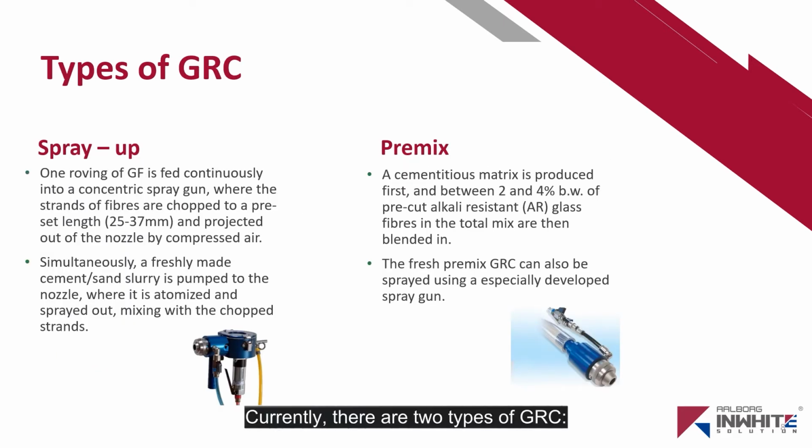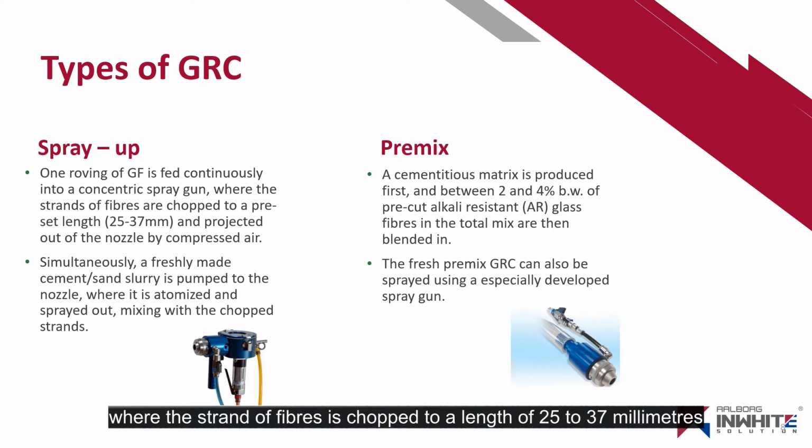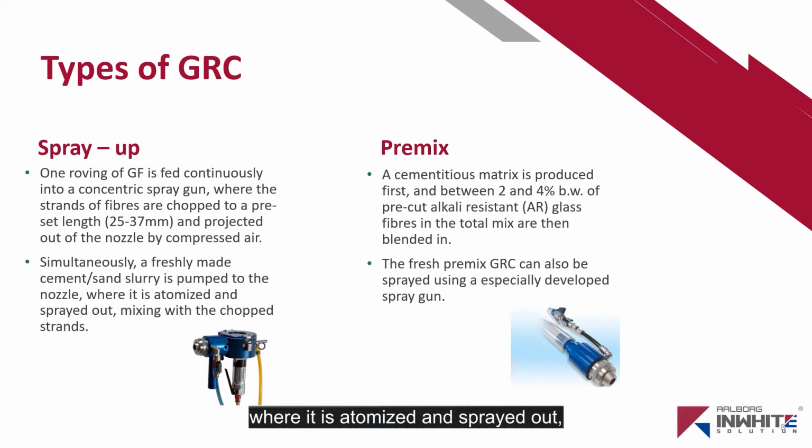Currently, there are two types of GRC, spray-up and premix. The spray-up is made with a spray gun like the one in the picture to the left. One roving of glass fibers is fed continuously into the gun, where the strand of fiber is chopped to a length of 25 to 37 millimeters and projected out of the nozzle by compressed air. At the same time, the mortar is pumped to the nozzle where it is atomized and sprayed out, mixing with the fibers. Normally, the dosage of fibers is around 5% by weight.